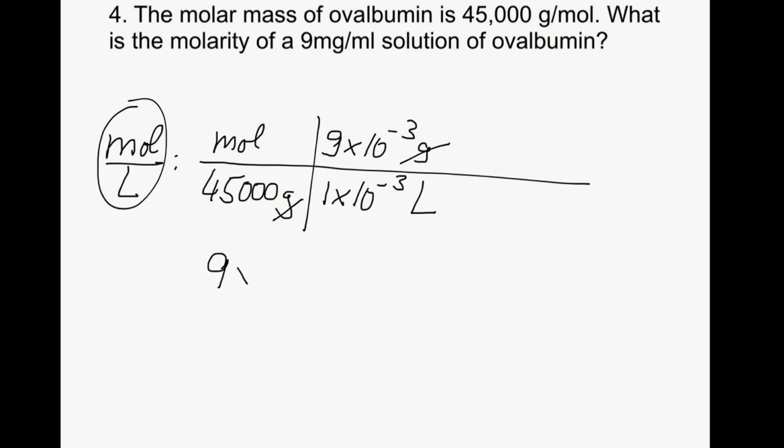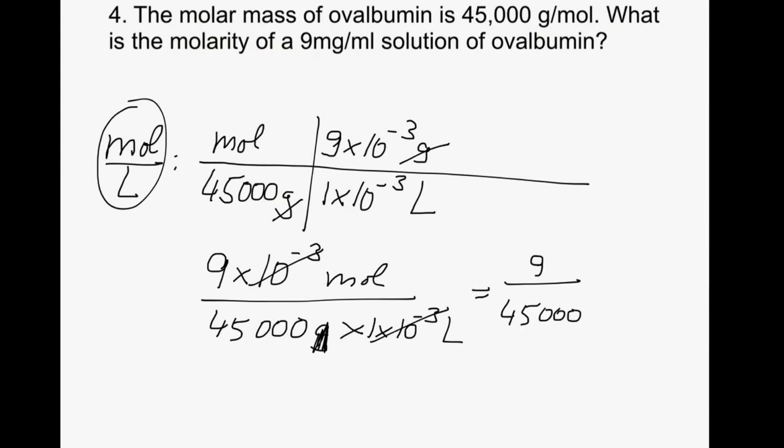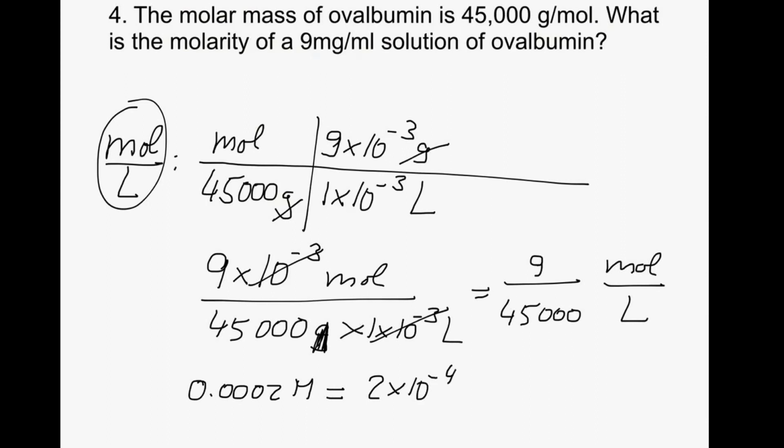So we have to write 9 times 10 to the minus 3 mole divided by 45,000 gram, and 1 times 10 to the minus 3 liters. Oh, sorry, the grams have cancelled out. Sorry about that. So we can even get rid of that, and we have 9 over 45,000 mole per liter, and when we put that into the calculator, we get 0.0002 molar, or we can move the decimal and we get 2 times 10 to the minus 4 molar.